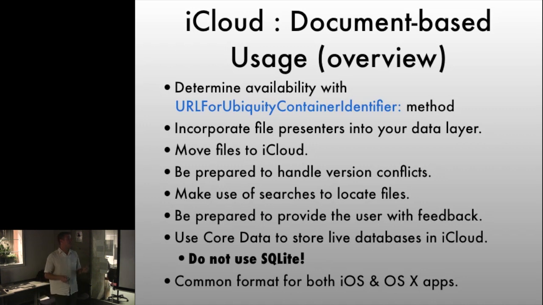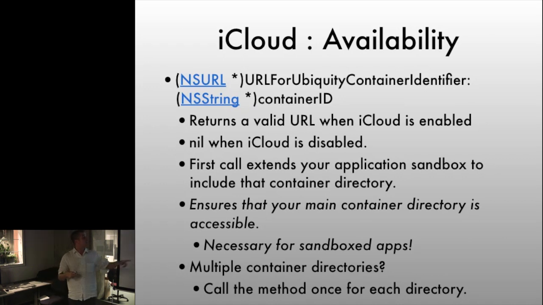So each one of these pieces under availability: the URL for ubiquity container identifier method takes your container ID. We'll talk about this later. It gives you a valid URL if iCloud is enabled and it's found. It binds your container up on iCloud. And this is also incredibly important for the upcoming sandboxing restrictions. Your iOS devices are sandboxed right now. It'll become a restriction, and you can't move outside of the sandbox unless it's in very restricted ways.